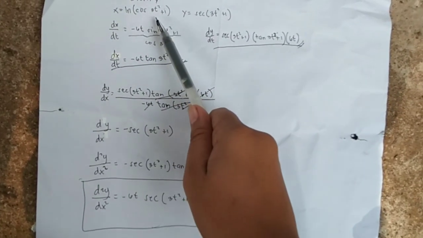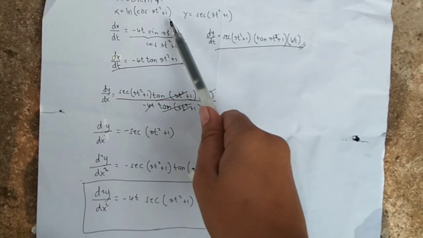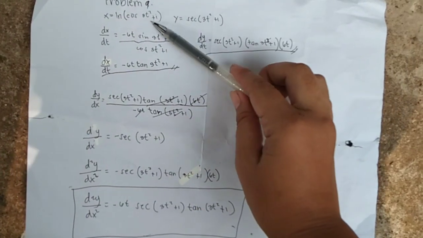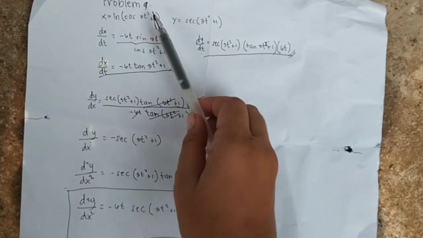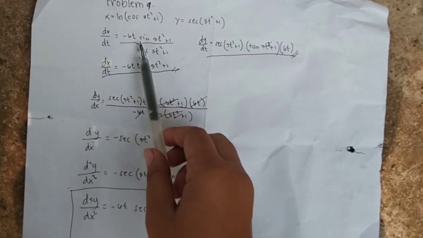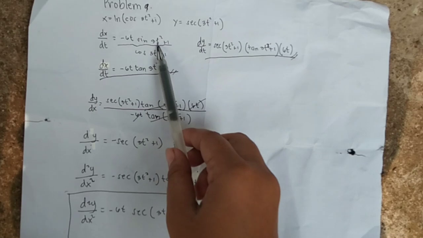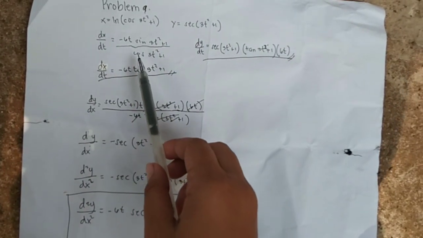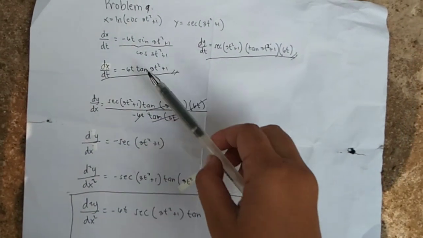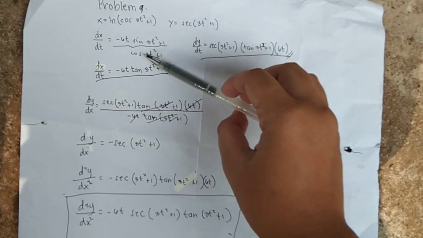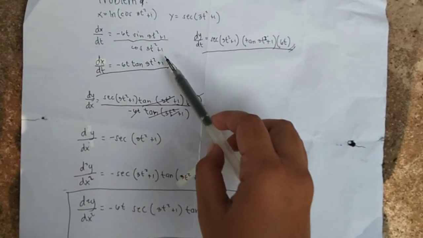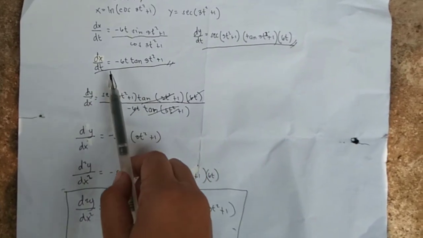So 6t, then the derivative of 1 is 0 because it is a constant number. So the derivative of u is negative 6t sine of 3t squared plus 1 over the u, cos of 3t squared plus 1. Sine over cos is tan. So negative 6t tan of 3t squared plus 1. So this is the derivative of x.